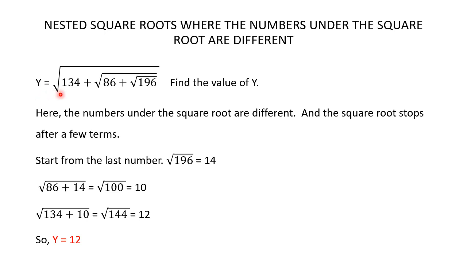Y is equal to square root of 134 plus square root of 86 plus square root of 196. Find the value of y. Here also the numbers under the square root are different and the square root stops after a few terms. So start from the last number. Square root of 196 is 14. 14 plus 86 is 100. So square root of 100 is 10. 10 plus 134 is 144. And square root of 144 is 12. So the value of y is 12.